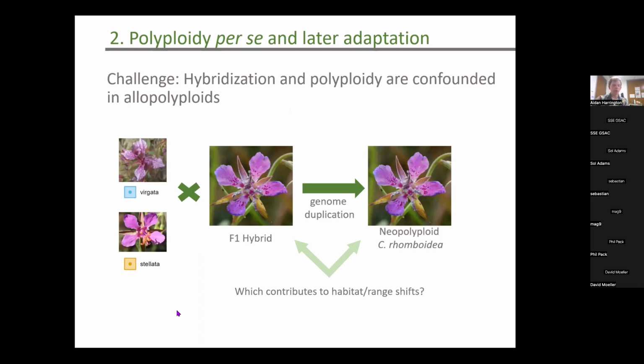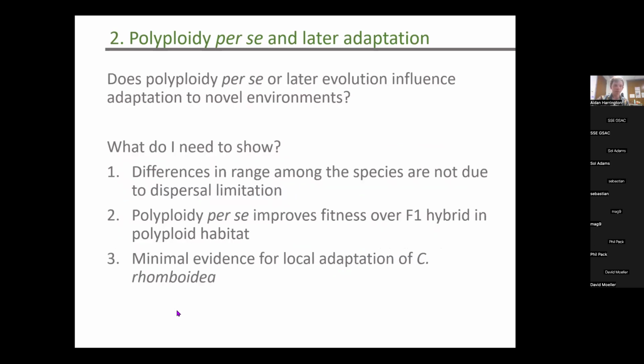But there's an underlying challenge here in that when we're talking about allopolyploids, we're talking about both hybridization and polyploidy. So when you're looking at a neopolyploid, it could be unclear what contributes to some factor you're interested in, like habitat or range shifts. You could be observing the impacts of hybridization, or you could be looking at the impacts of polyploidy per se. So you have to have essentially both of these in your experiments, the hybrid and the neopolyploid.